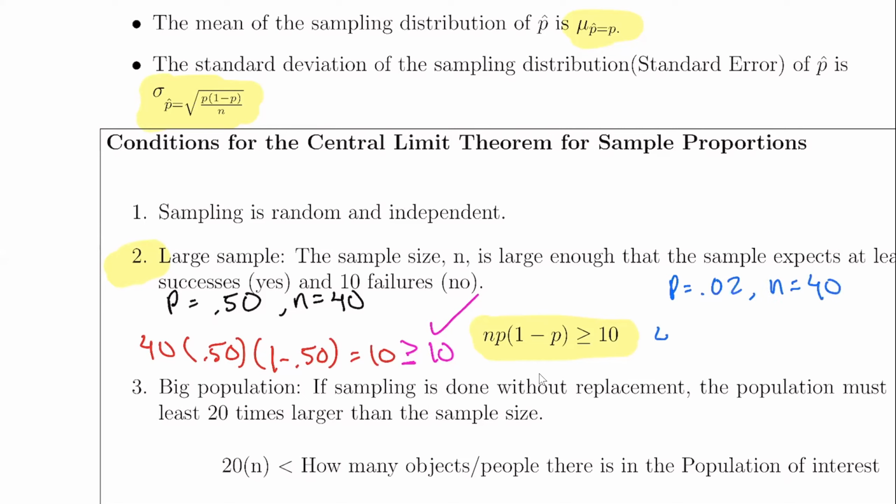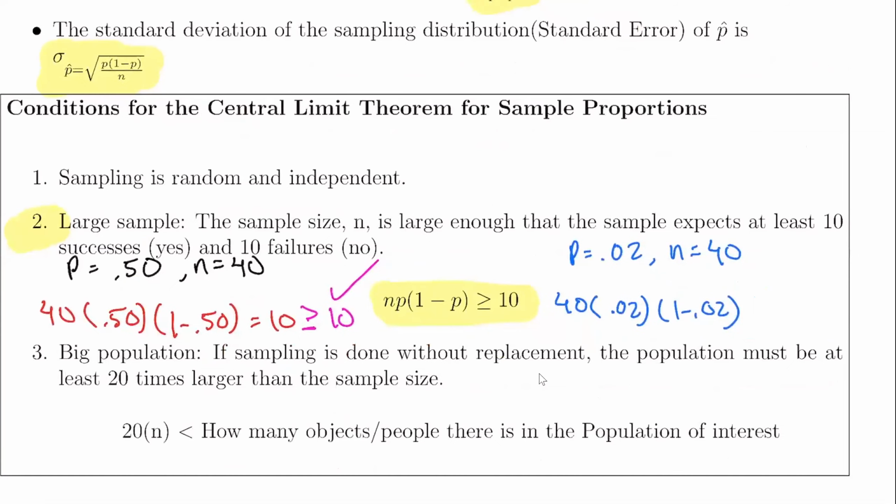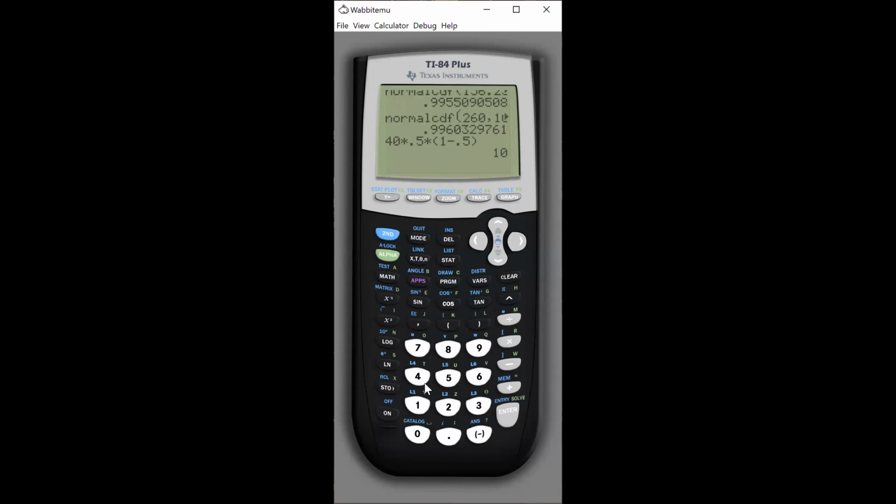So we're going to say 40 times 0.02 times 1 minus 0.02. And let's see, what do we get? I'm going to transfer back to my calculator so that way you can see how I enter it. We'll say 40 times 0.02, and we're going to multiply that by 1 minus 0.02. If you look at this one, we don't even get 1.